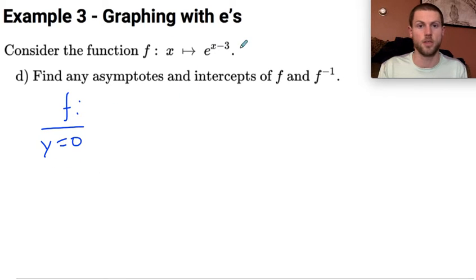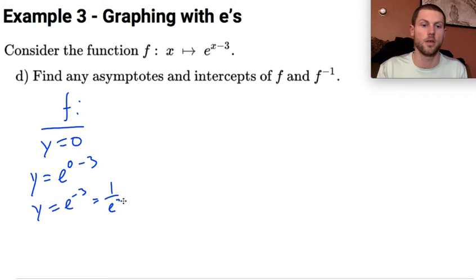Let's see if we can find a y-intercept. The way we do that is we set x equal to 0. So y is going to equal e to the 0 minus 3. That means that my y-intercept is equal to e to the negative third, or 1 over e cubed. So I can write the exact value of my y-intercept as (0, 1 over e cubed).